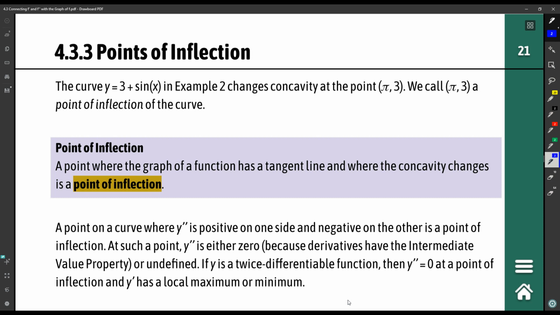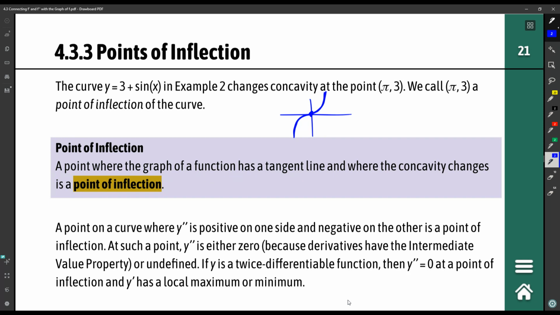A simpler example of this might be the function y equals x cubed, which we can quickly graph, and it looks something like this. So we see here that the bending or the curvature or the concavity of this graph changes at the point 0, 0. We're concave down, and then we're concave up. And that's how we're going to define a point of inflection. Any point where the graph of the function both has a tangent line and where the concavity changes is going to be a point of inflection.